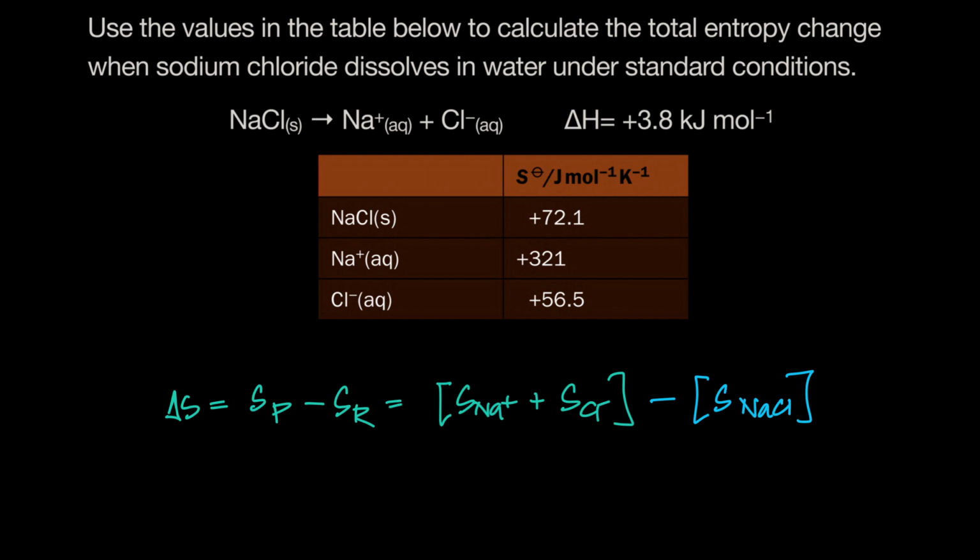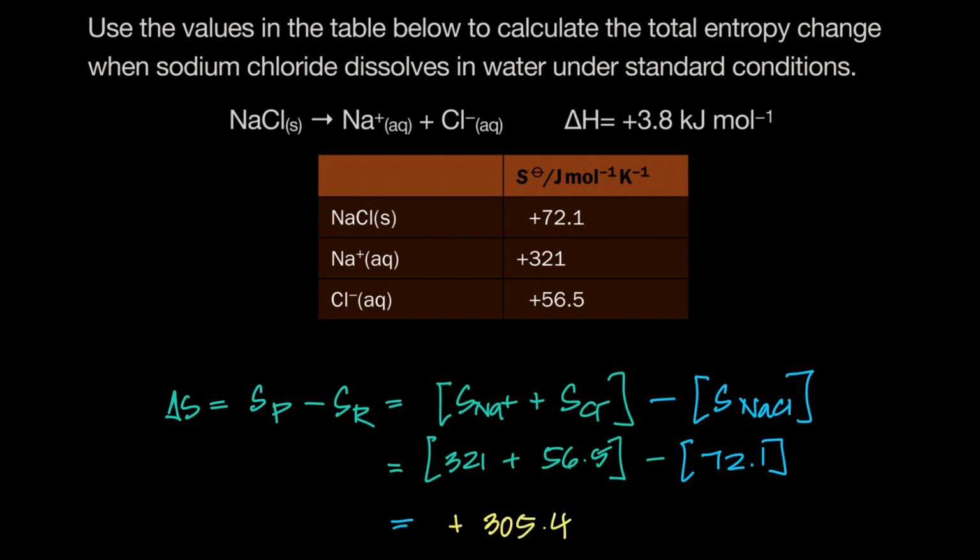So now what do we do? The entropy of the sodium ion is positive 321, the chloride ion is 56.5, while NaCl is only 72.1. And this math comes out to be positive 305.4 joules per Kelvin per mole. It must seem pretty straightforward to you now. It's simply products minus reactants.